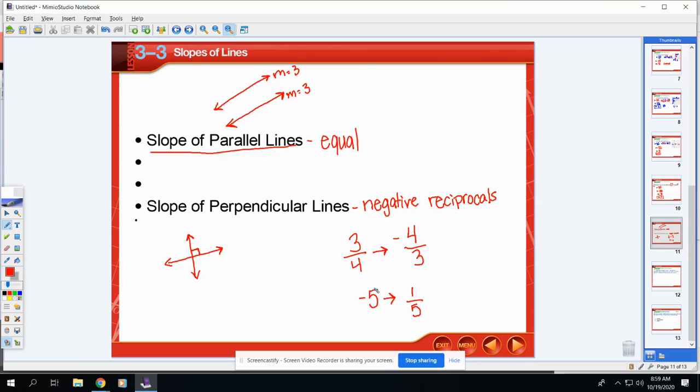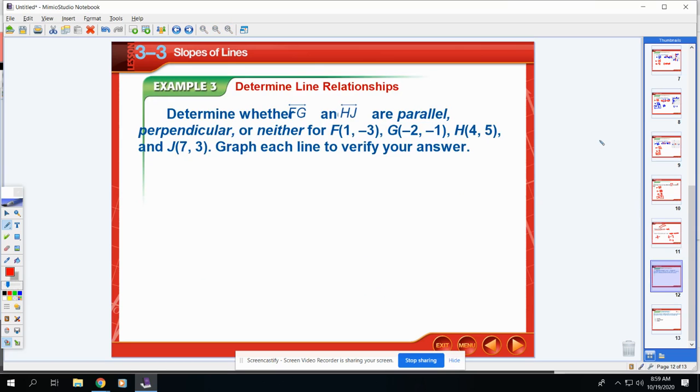Okay, so this is going to be from -5 to a positive 1/5. These would be negative reciprocals. So let's go ahead and check out the last two questions here. This says determine whether FG and HJ are parallel, perpendicular, or neither. So FG would be these 2 points. So we need to find the slope of FG.